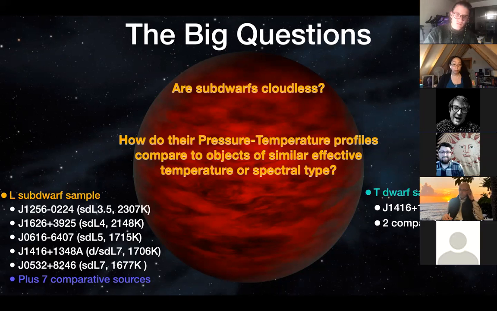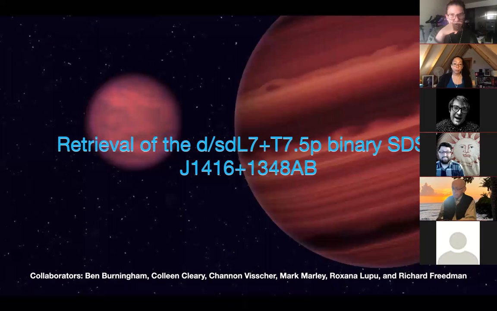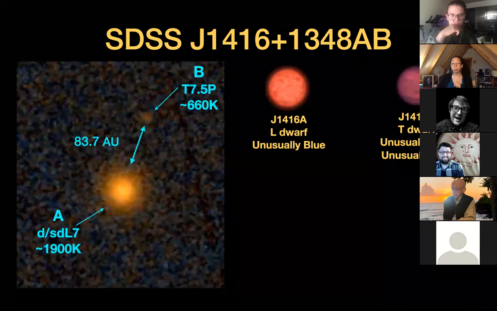And the first thing I want to talk about is this T dwarf, L dwarf binary, because we really want to understand how the pair have interacted together. And then I'm going to talk about placing the larger subdwarf sample in context by looking at 1416 alone. Okay, so first the results from looking at the retrieval of the binary SDSS J1416A and B. And like I said, these are both subdwarfs, so both of these objects are actually very strange.